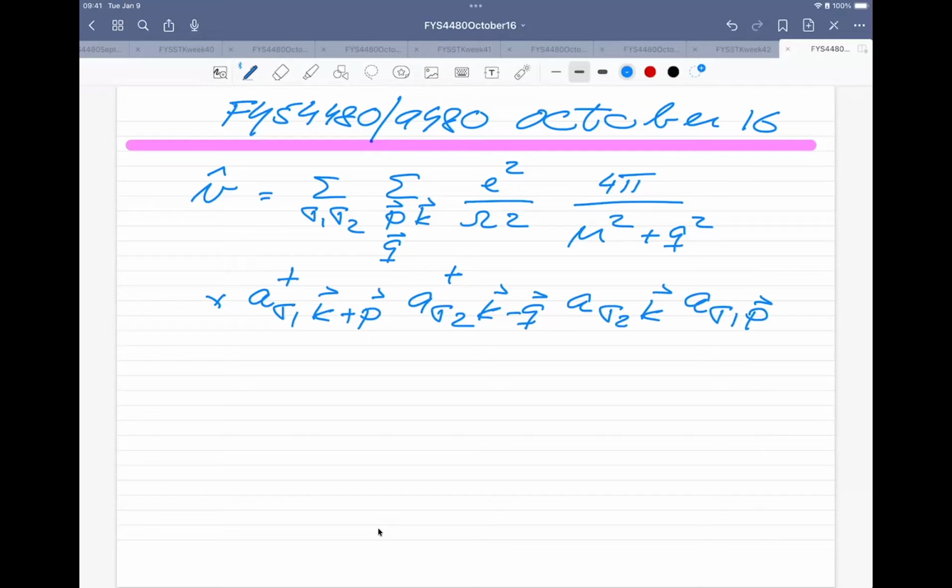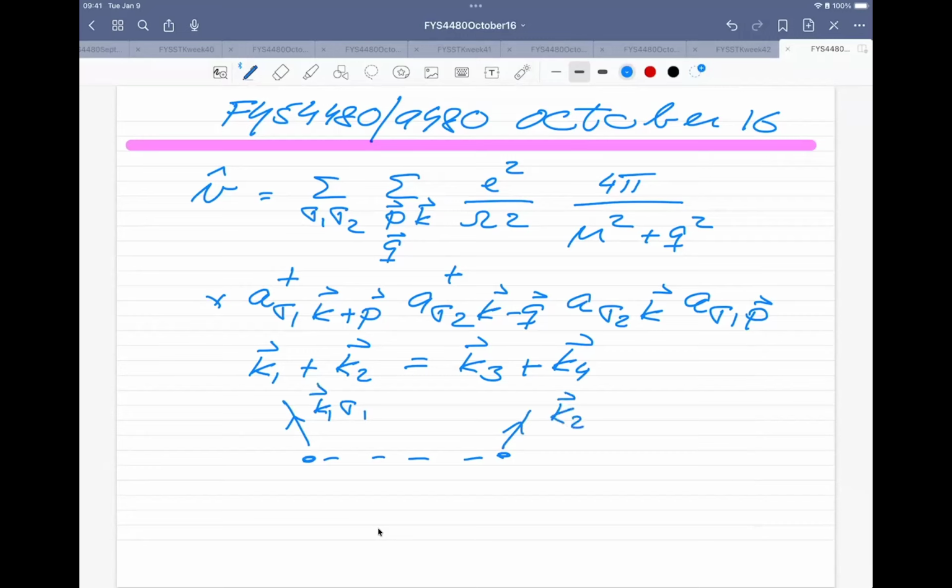So one of the things which we did last time was to show that the incoming momenta and the outgoing momenta have to be the same. So we have momentum conservation. And when we set up a typical Feynman diagram for this process, what we had then is an outgoing momentum K1. This had a sigma 1. We have an outgoing momentum K2 here, and a sigma 2 here. And then we have a K3 and a sigma 3. And then we have a K4 and sigma 4.